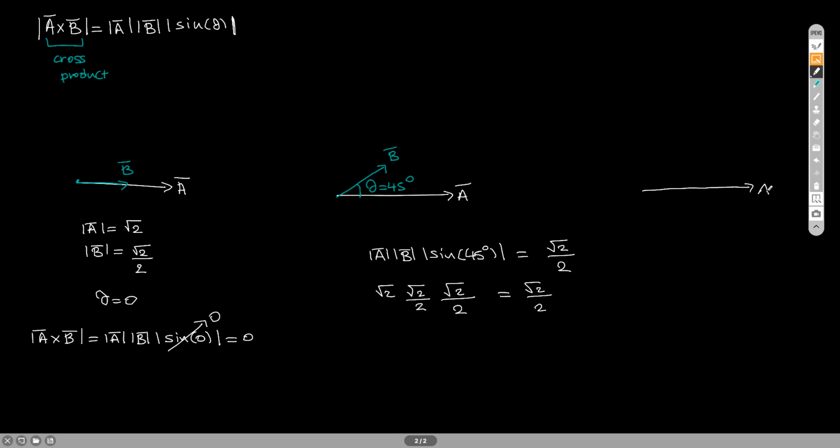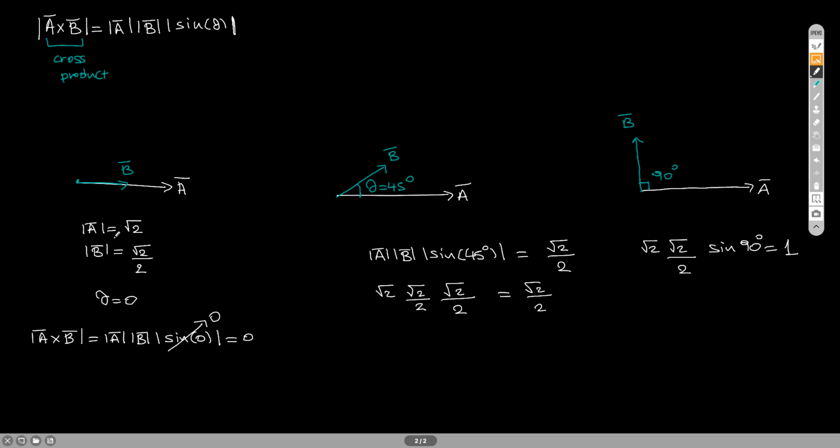So this is A. I'm going to keep the same magnitude as before. Now I'm going to have B at an angle that is 90 degrees away from A. And now I have, as before, the magnitude of A is the square root of 2. The magnitude of B is the square root of 2 over 2. And now I have the absolute value of the sine of 90, which is just 1. So I know that this will give me 1, this will give me 1. So this is just 1.